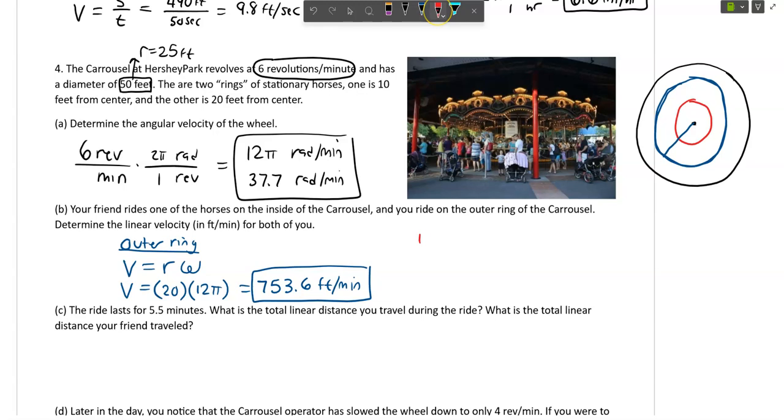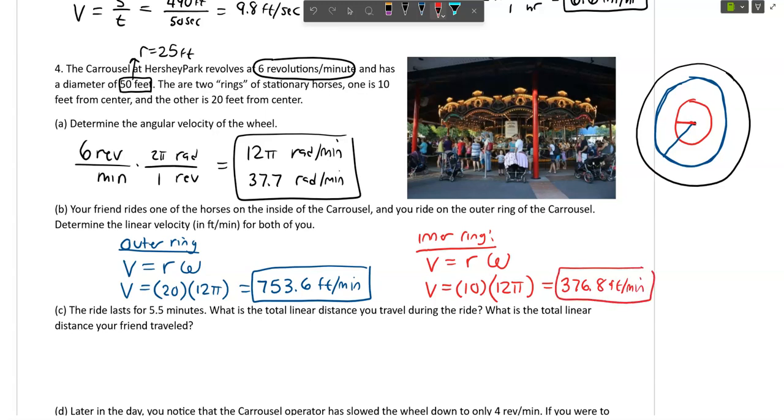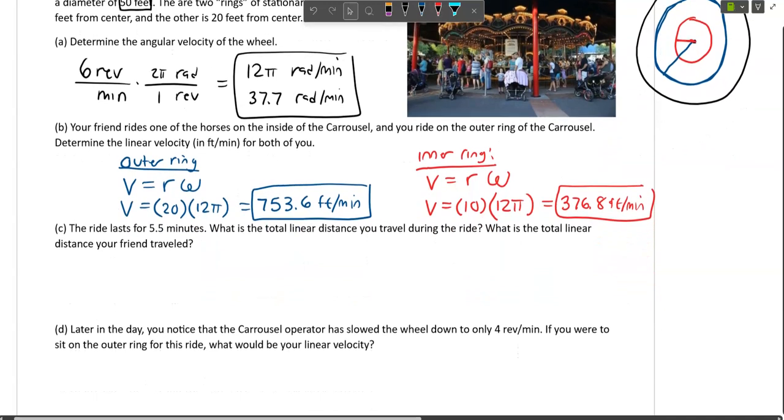Now we go to the inner ring, and even though it has the same angular velocity, because of the different radius, or how far you are from the center of the carousel, it's going to change the answer. In this case, the radius is now 10, since we're only 10 feet away from that fixed center, but we're still going to use the same 12 pi, since angular velocity will never change. So when I multiply this out, I get about 376.8 feet per minute. All right, halfway there. There's our answer. Let's move on to letter C.